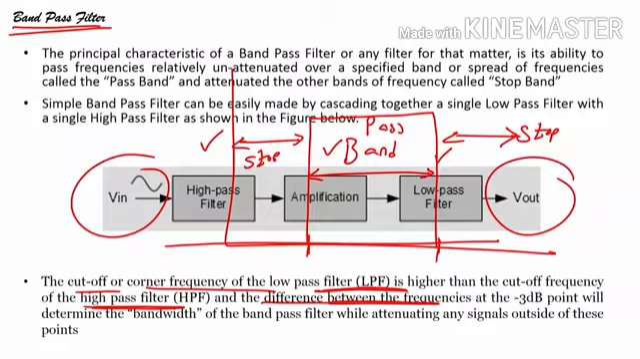The cutoff frequency of the low pass filter is higher than the cutoff frequency of the high pass filter. So, if this is my cutoff frequency for the low pass filter, it is higher than the cutoff frequency for my high pass filter, and the difference between the two is the band of frequencies that I want to pass. That is my band pass filter.